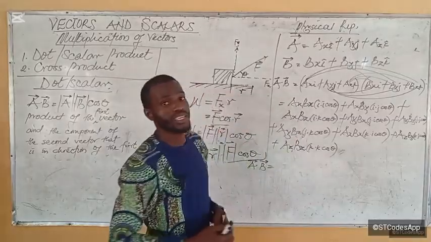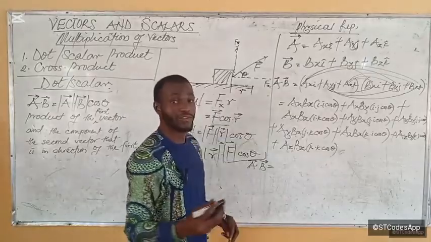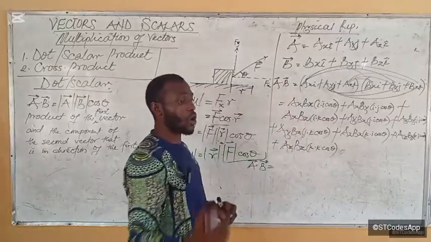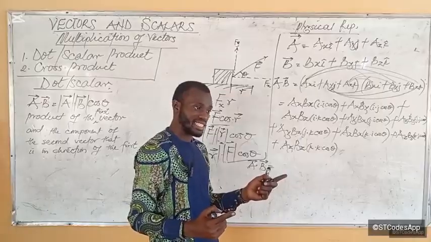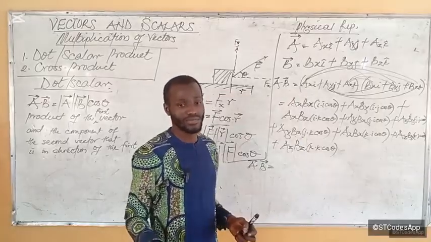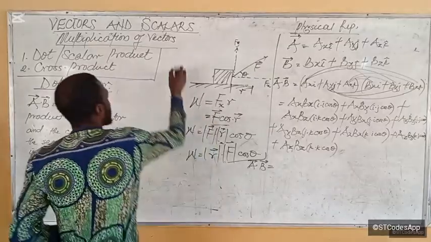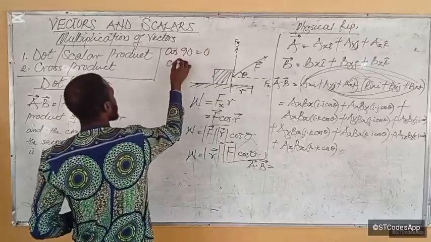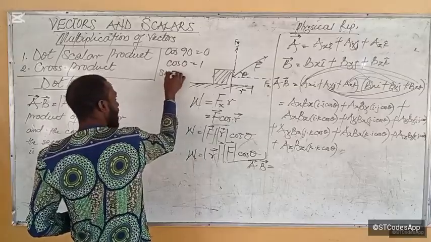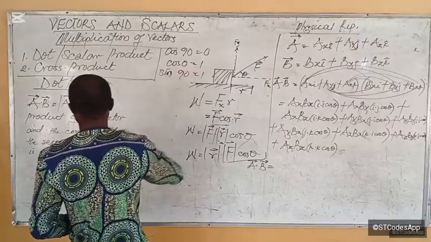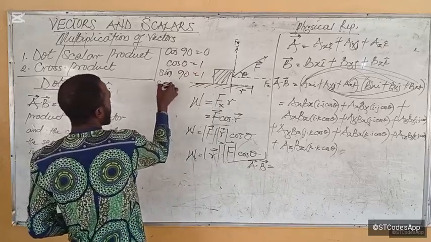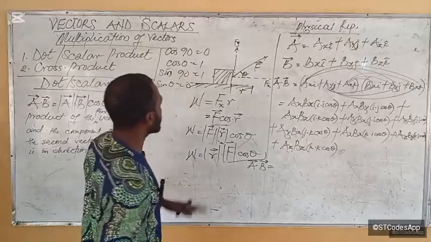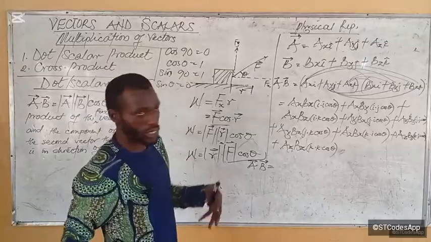Cosine of 0 is what? Cosine of 0 is 1. Cosine of 90 is 0. Please check on your calculator. Cos 90 is 0. Cos 0 is 1 because sine 90 is 1. We did it here. Sine 90 is 1. Is that clear now? Alright, so remember this. Just use your calculator, you're going to get that.